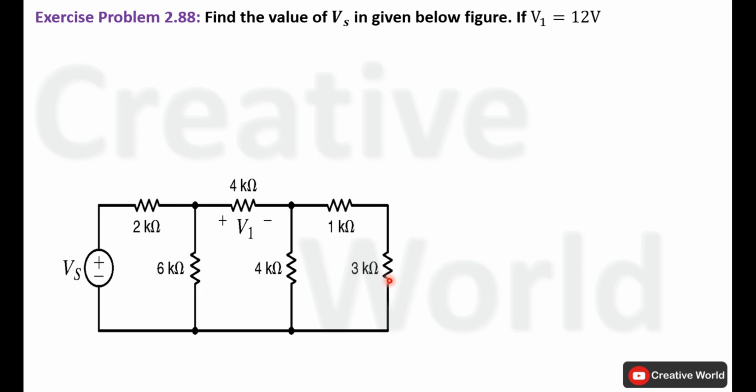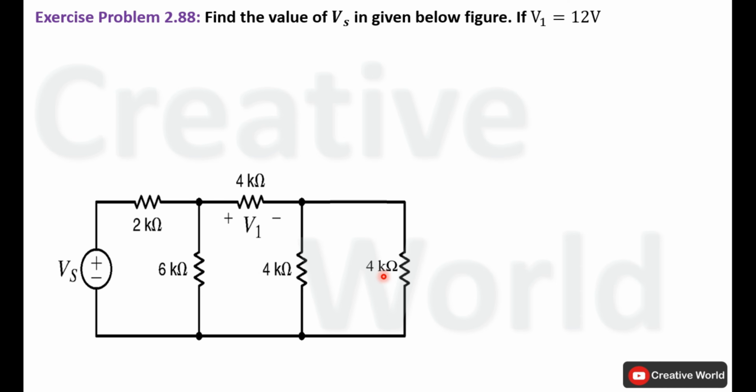These two resistances are connected in series. We can find their equivalent resistance by adding the values of both resistances together and replace that equivalent resistance with these two resistances. Their sum will be equal to 4 kilo ohm. So modify the network by replacing these two resistances with a single resistance of 4 kilo ohm.